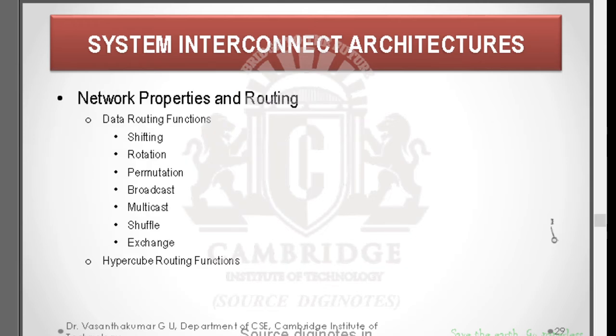Then we have one more, that is network properties and routing. So data routing functions are there. What are those functions? Shifting, rotation, permutation, broadcast, multicast, shuffle and exchange. And one more attribute is hypercube routing functions.